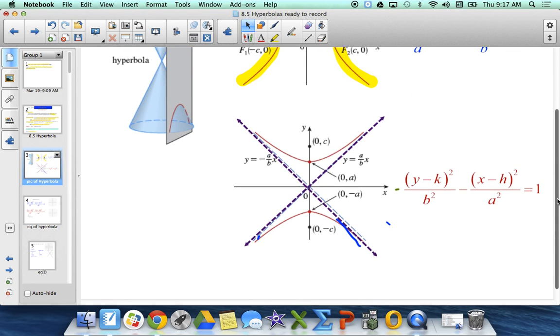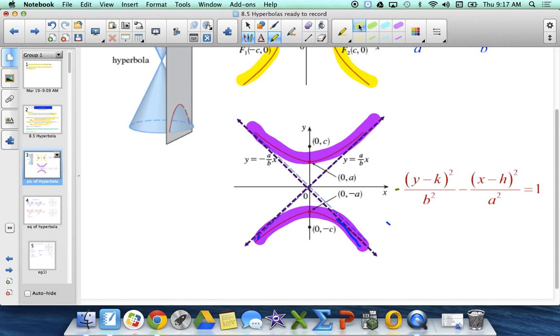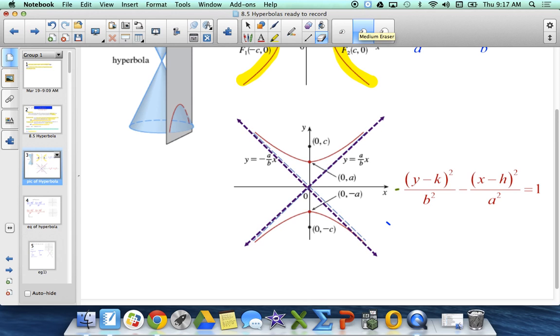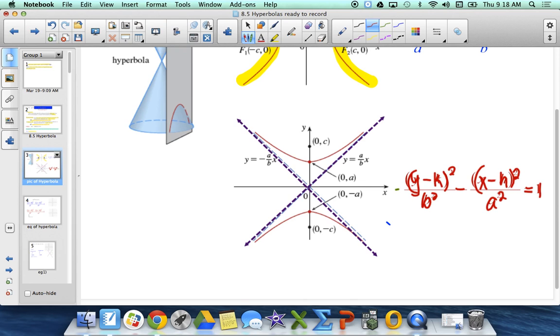This particular curve, you see where its transverse axis is the y-axis. So we have (y minus k) squared over b squared minus (x minus h) squared over a squared is equal to 1. These lines are what we call the asymptotes. It's the line the curve gets closer and closer to but never intersects.